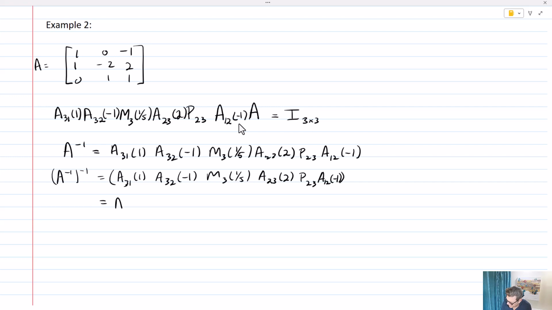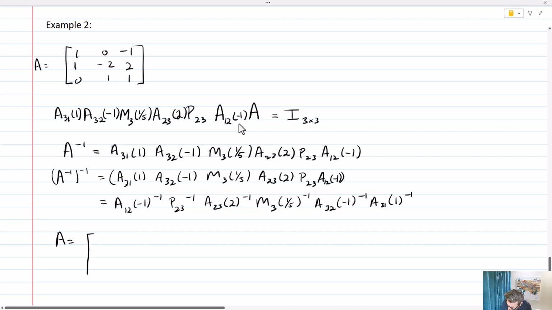Invert those, and you get A12(-1) inverse, P23 inverse, A23(2) inverse, M3(1/5) inverse, A32(-1) inverse, and A31(1) inverse. Great, so that's A. So A is thus going to equal, and we'll rewrite this now, a little bit of writing going on here. Let's rewrite this whole thing first. It's going to be A12(1), P23, because the inverse of a permutation matrix is itself.